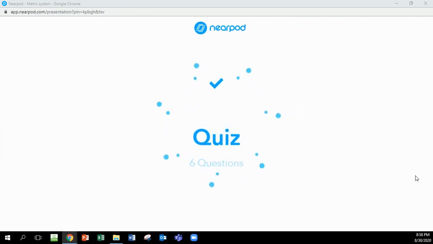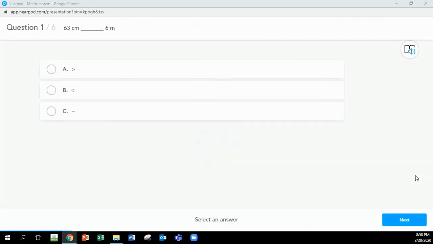Okay, there's going to be one last question on the Nearpod, which is rating things, saying whether something is greater than, less than, or equal to. So we'll do a couple of examples like that, but then you should run through the Nearpod as well.